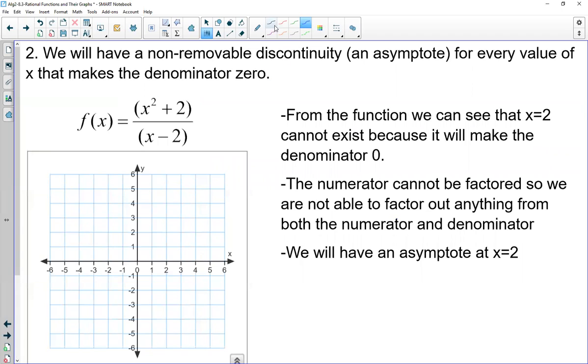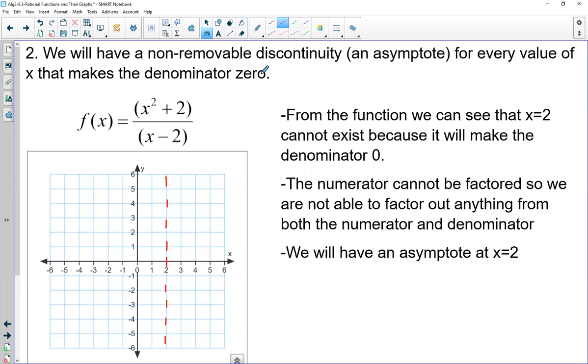So we're going to have something called a non-removable discontinuity, otherwise known as an asymptote, for every value of x that makes the denominator 0. So from the function, we can see that x equals 2 cannot exist because it will make the denominator 0. Similar to the last example, x minus 2 is in the denominator, so we can see that x equals 2 will not work. In this case, though, the numerator cannot be factored, so we're not able to factor out anything from both the numerator and denominator. Since we're not able to cancel anything out from both the top and the bottom, we know we're going to have a vertical asymptote, and that vertical asymptote is going to be the line x equals 2.